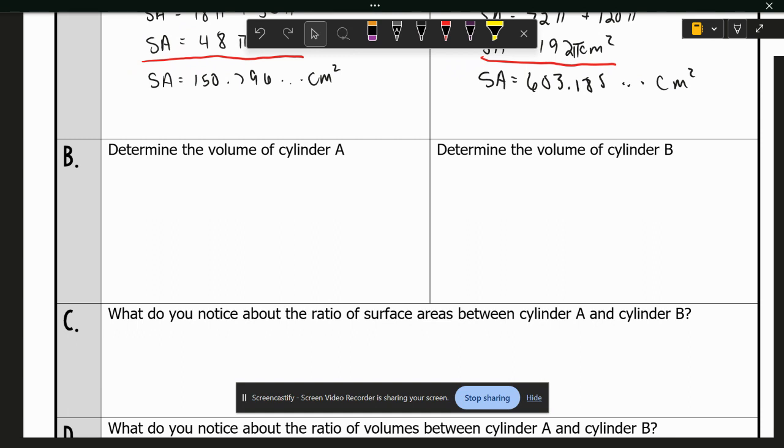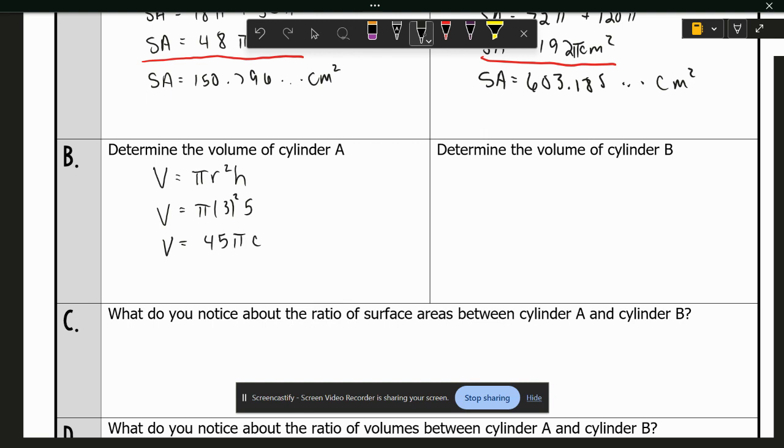Determine the volume of the cylinder. So let's take a look at cylinder A. Again, volume in this case is our big base times our height. So we've got the area of the circle, so pi r squared times our height. So volume is equal to pi times 3 squared times 5. Volume is equal to 9 times 5, so 45 pi.